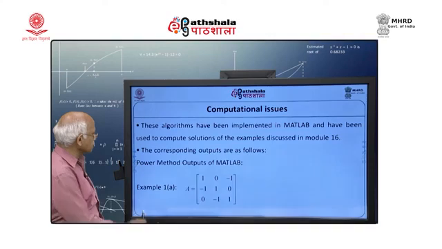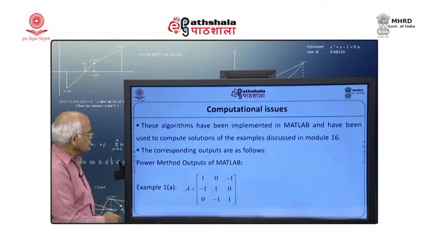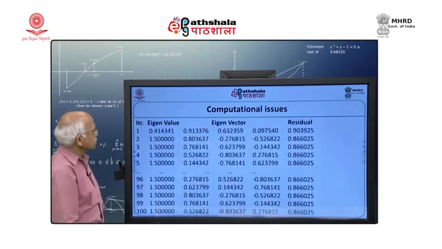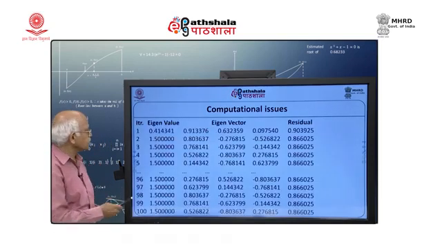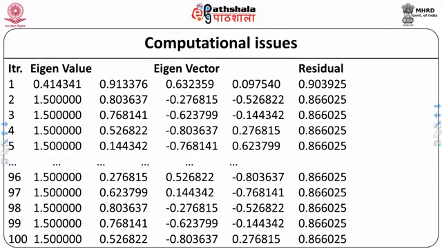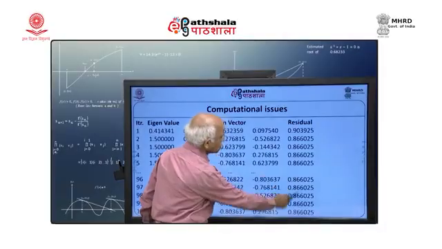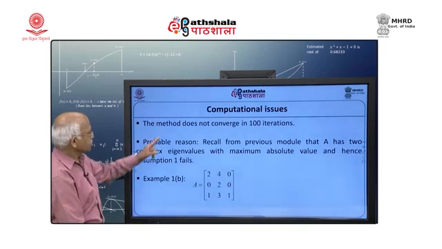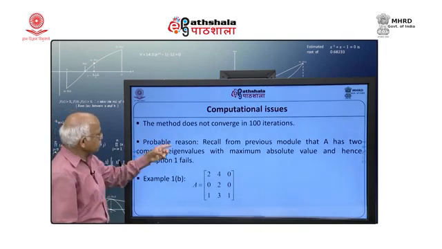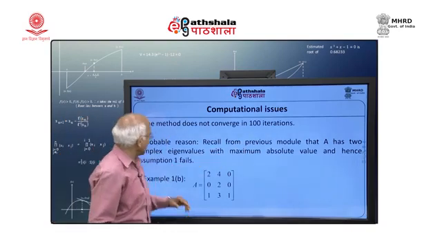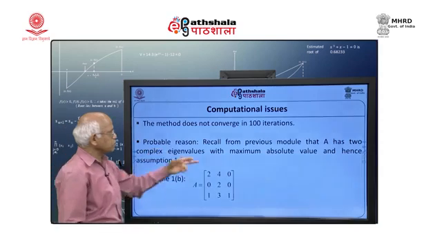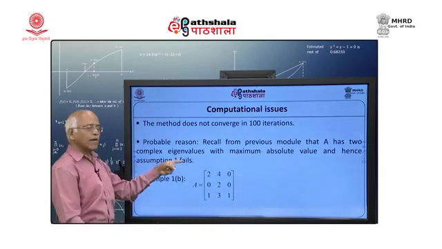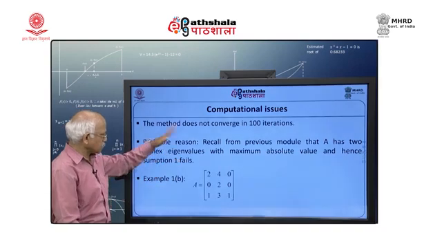First, we are looking at the power method outputs from the MATLAB program for example 1. The power method computes the eigenvalue with maximum absolute value, and we are tracking the iterations. We do 100 iterations, and even then my residual is not going to 0, so we can say that the method does not converge in 100 iterations. The probable reason is, recall from the previous module that A has two complex eigenvalues with maximum absolute value, and hence assumption number 1 in the power method fails, and therefore this is happening.